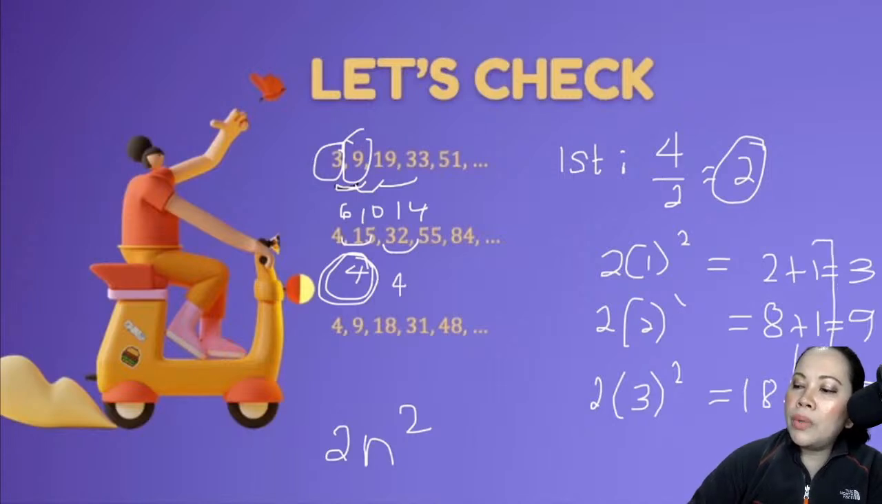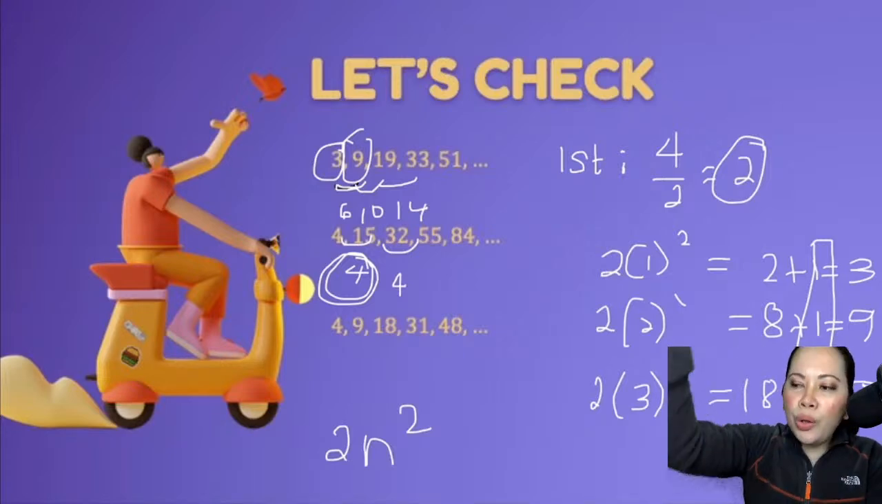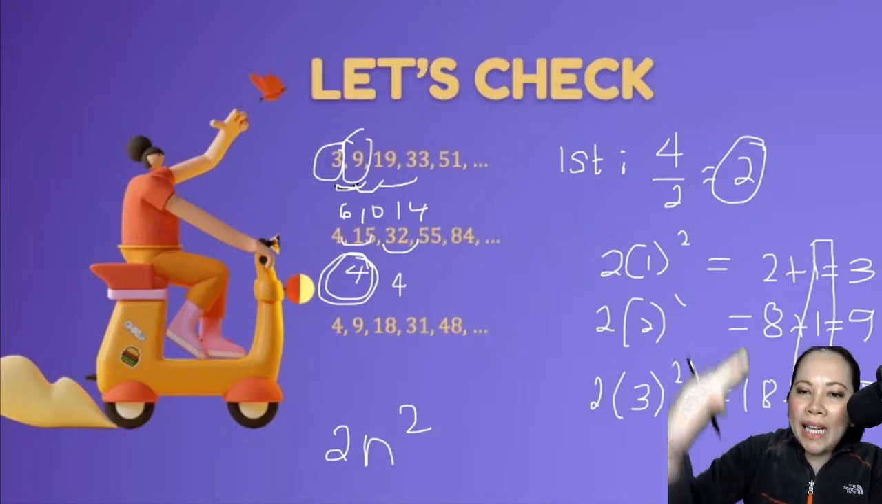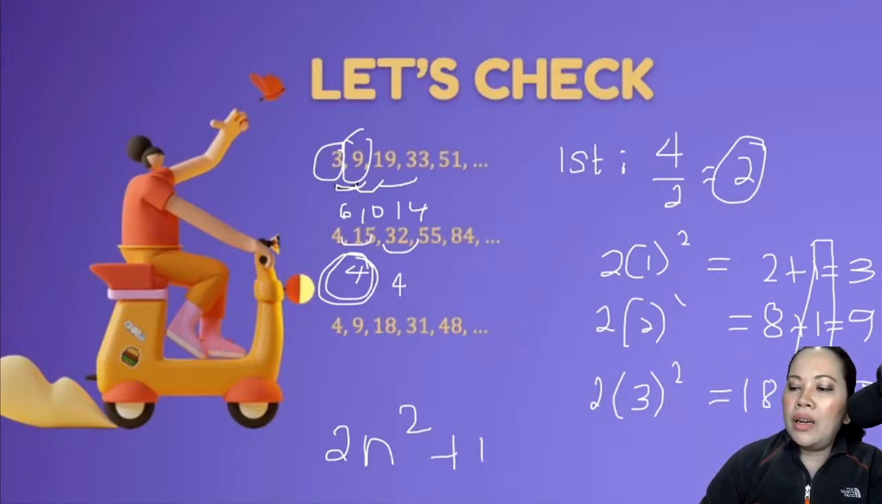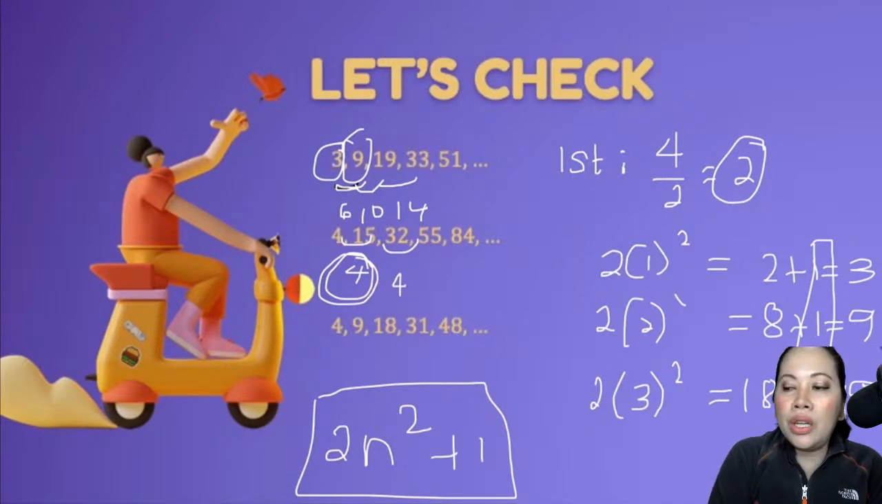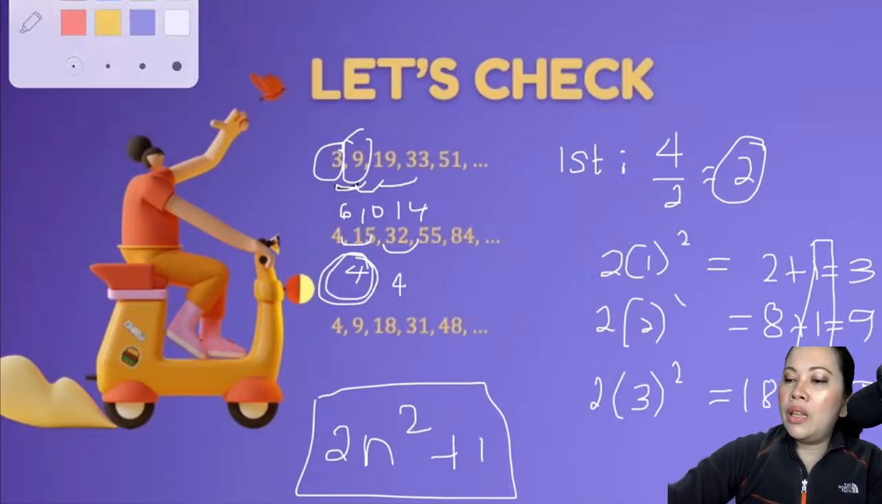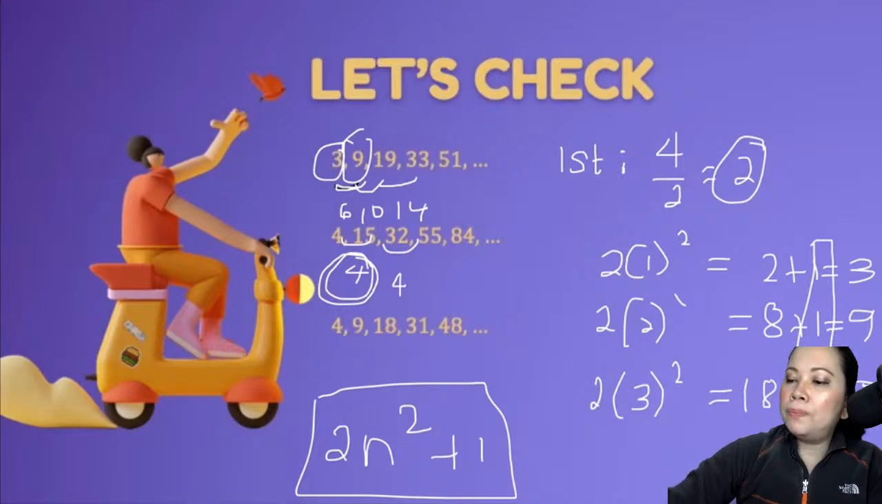So since all the numbers are the same, as I've mentioned, if it is of different numbers and there is a common difference, that will be the one that you will multiply with n. But if it is all throughout the same, you have added exactly the same number, you just add that number as your plus 1. So that means that the formula for the sequence 3, 9, 19, 33, 51 is 2n squared plus 1. Let me write it down on the side.